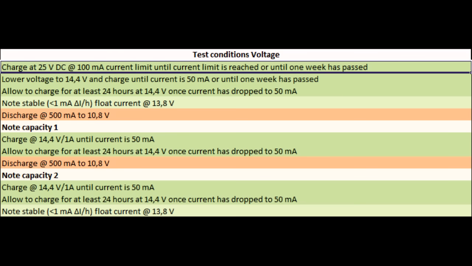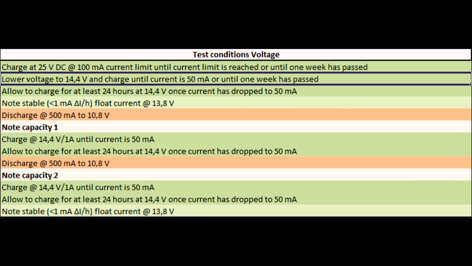So for the voltage desulfation batteries, they are going to be charged at 25 volts DC at a current limit of 100 milliamps until the current limit is reached, or until 1 week has passed if no improvement can be spotted.